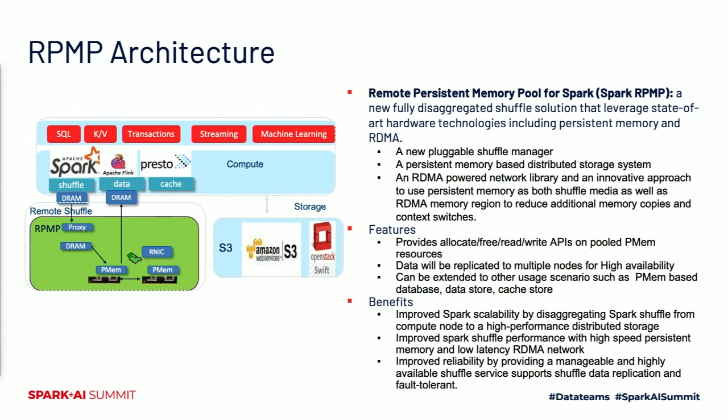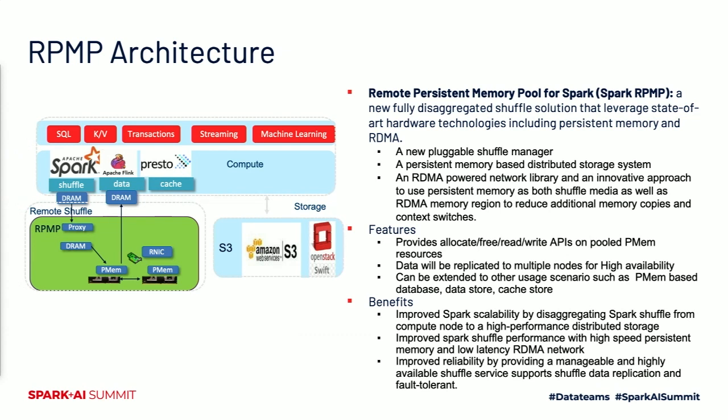The data will be replicated to multiple nodes. For example, when the shuffle writes to node 1, it will be replicated to another node through the RDMA protocol for high availability. And because it provides a memory-like API, it can be easily extended to other use scenarios like a data store, a cache store. We can even use it as a cache layer for Spark.